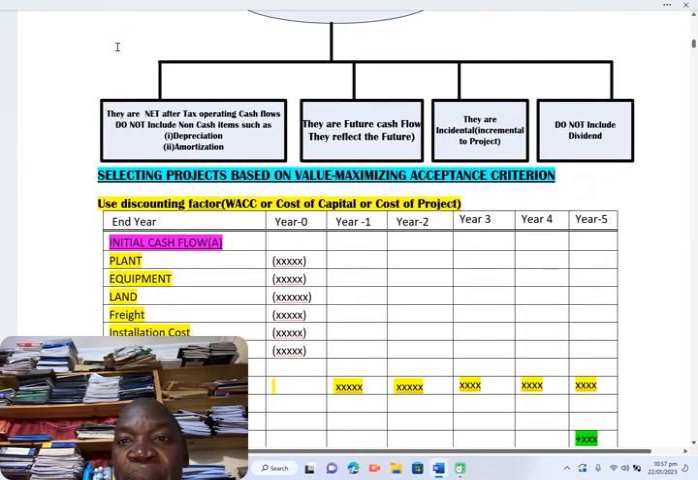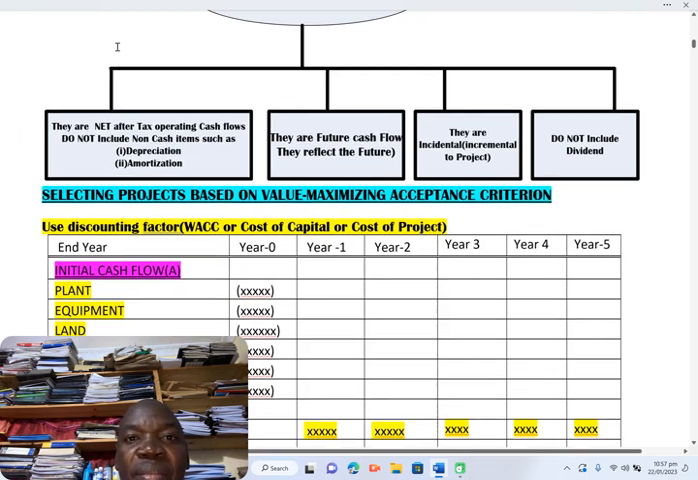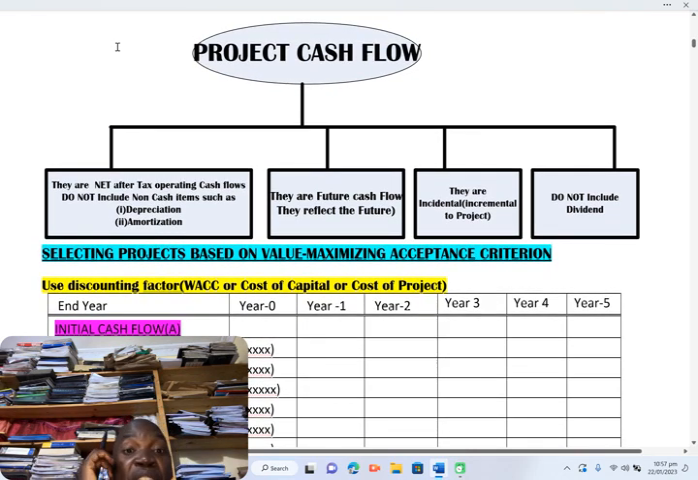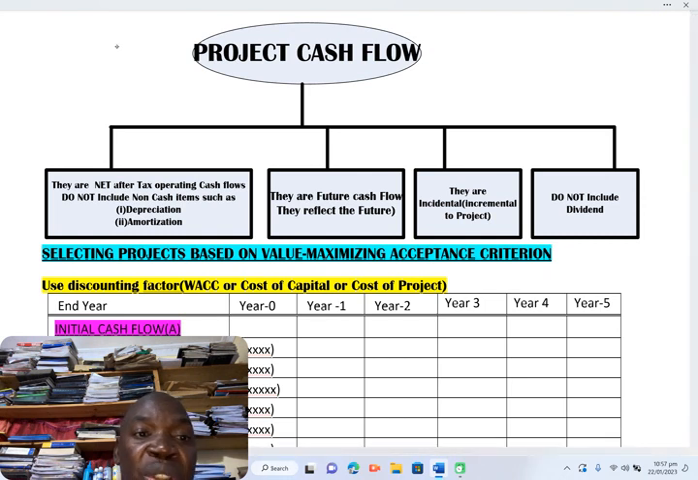So let us see now. Here, project cash flow. Remember, do not include, just a summary, depreciation and amortization, impairment. Again, you must be reflecting the future. And then there must be incidental. And then do not include finance cost and interest. That's the summary.